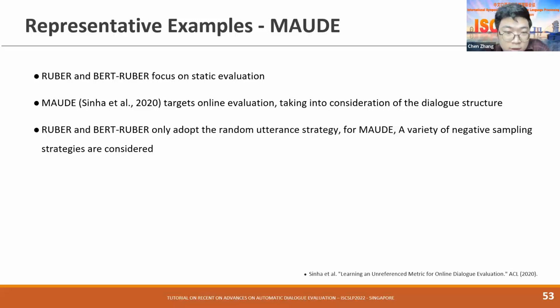So in this ACL 2020 paper, they propose MAUDE to target evaluation in such a setup. Compared to RUBER and BERT-RUBER, which simply use a random sampling strategy, MAUDE additionally uses a variety of different sampling strategies that are introduced in the following slides.